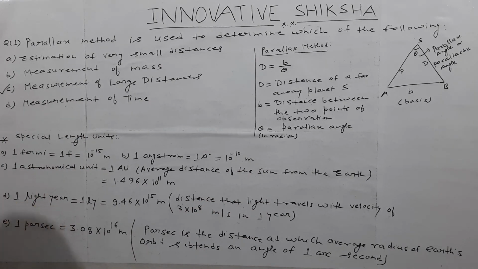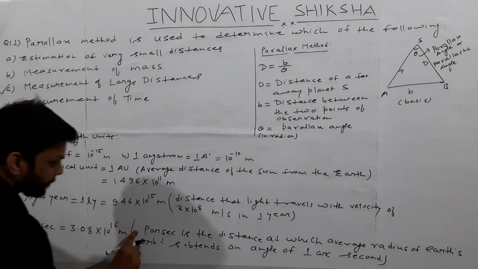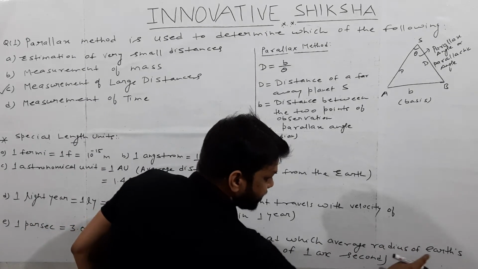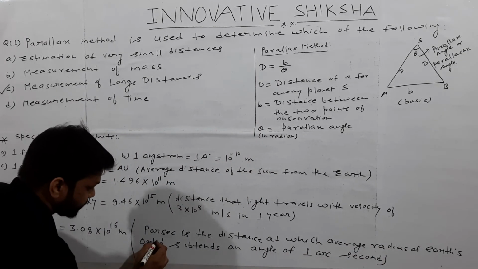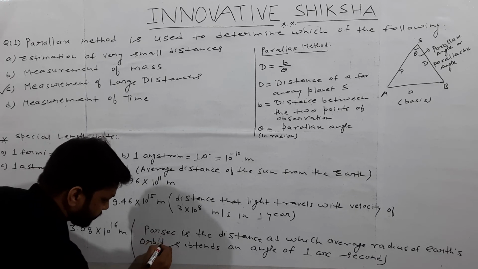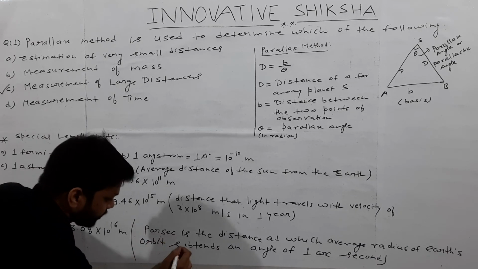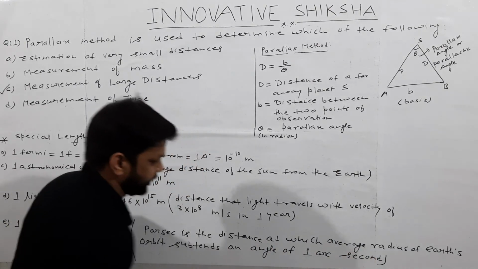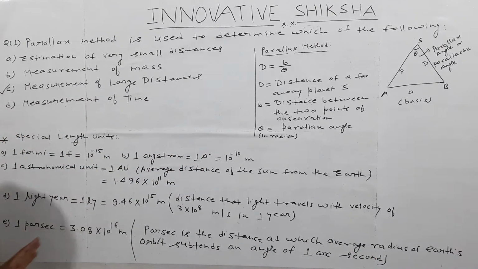The last one is 1 parsec, which is equal to 3.08 into 10 to the power 16 meter. So how can we define parsec? The parsec is the distance at which the average radius of Earth's orbit subtends an angle of 1 arc second. So this is how we define parsec.